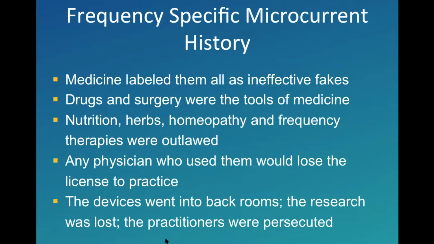As we know, medicine labeled them all as ineffective fakes. Drugs and surgery were going to be the tools of medicine. This was what happened in about 1910 to 1934. During that 20 years, they were trying to standardize medicine. Nutrition, herbs, homeopathy, frequency therapies, and electromagnetic therapies were all outlawed, and any physician who used them would lose his license to practice. So the devices went into the back rooms. The research was lost. You can find some of it in the rare book room at the Naturopathic College. And the practitioners were persecuted. A number of them ended up in jail or lost their licenses.